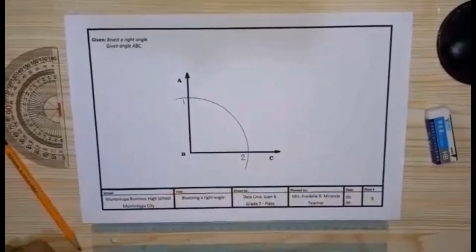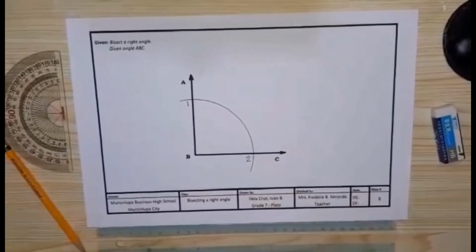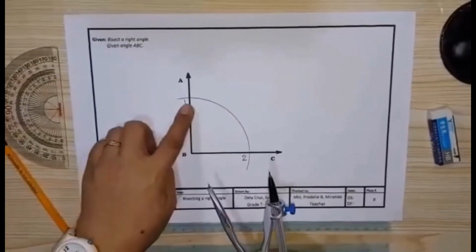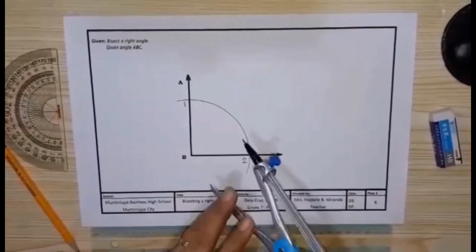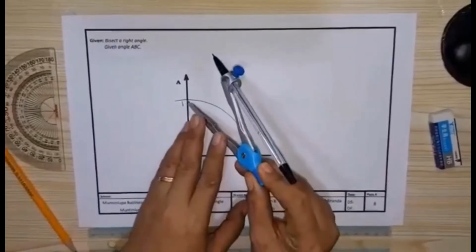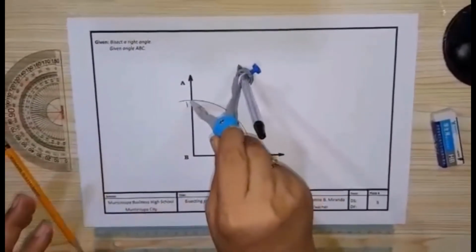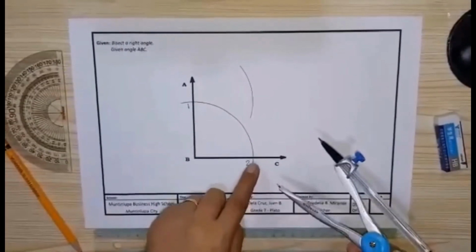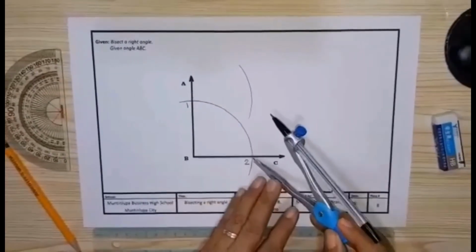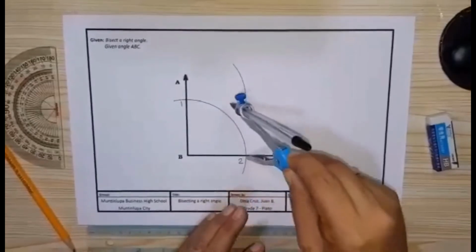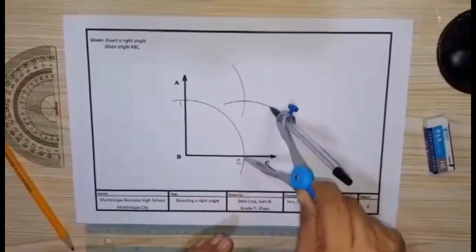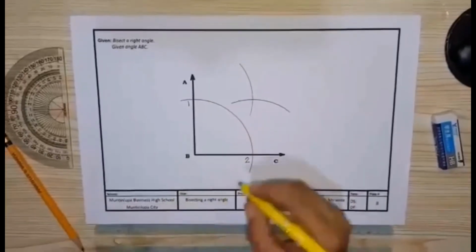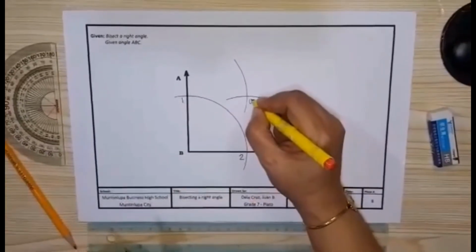Step number 2. Do not adjust your compass anymore. Set your compass at point 1. Then, strike an arc. Transfer your compass at point 2. Then, strike an arc. Intersection of two lines, name it point O.